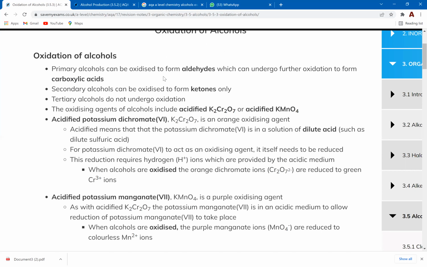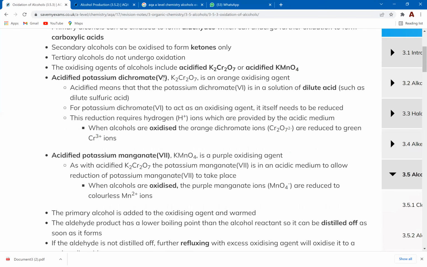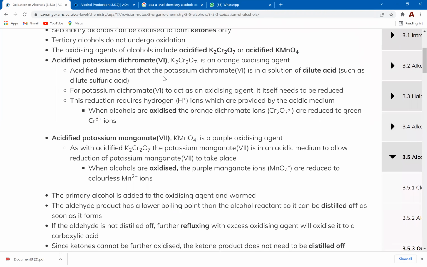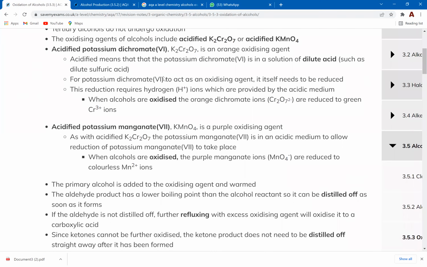Similarly, secondary alcohols are oxidized to ketones only. There's no further chain reaction after this. Ketones are where the reaction just ends. And tertiary alcohols cannot be oxidized. Simple. You can use these two oxidizing agents: K2Cr2O7, potassium dichromate, and KMnO4, potassium permanganate. We've already talked about the color changes as well: orange to green in the case of K2Cr2O7, and purple to colorless in the case of KMnO4.